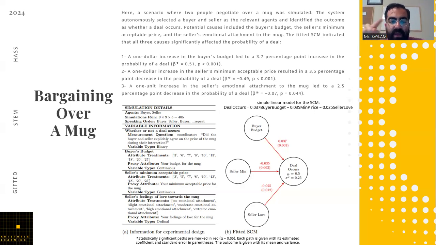Seemingly in the table, statistically significant paths are marked in red. Each path is given with its estimated coefficient and standard error in parentheses. The outcome is also given with its mean and variance. And finally, a simple linear model equation is also important to calculate whether a deal occurs.